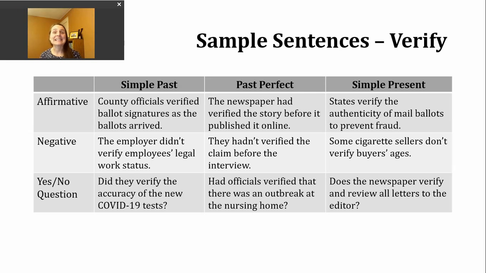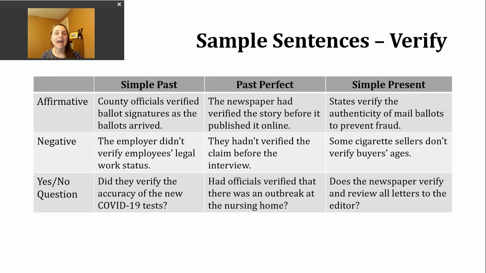If I want to make a yes or no question in the past perfect, I'm going to start with had, then I'll have my subject, and then the participle form of the verb. Had officials verified that there was an outbreak at the nursing home? Okay. We're asking if this had occurred before something else.